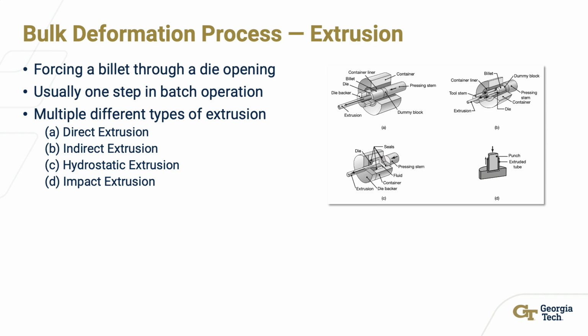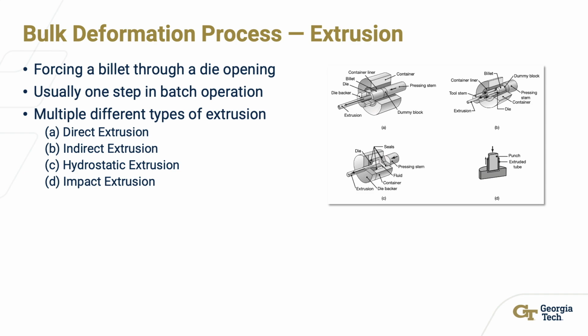Hydrostatic extrusion is when the container is filled with fluid, which applies pressure to the billet, pushing it through the die. This nearly eliminates friction along the container walls and significantly increases the material's ductility. The last one, impact extrusion, is a form of indirect extrusion, but it's ideal for making hollow parts where the force applied quickly shapes the material through the die.